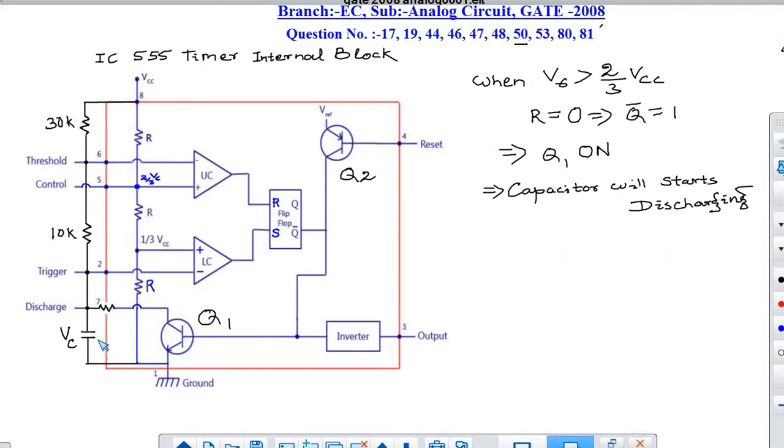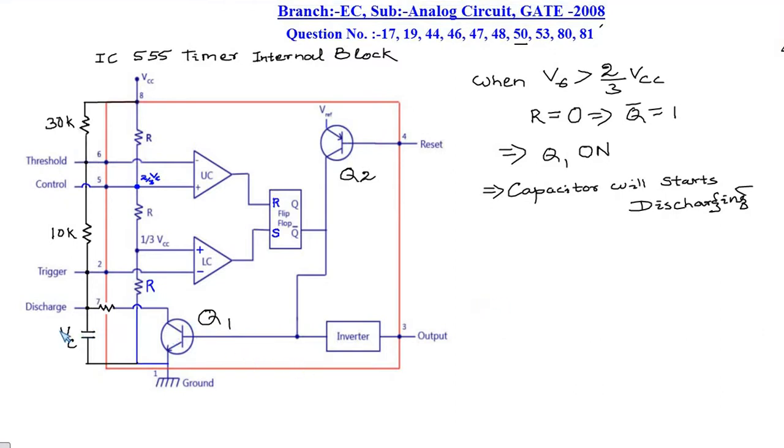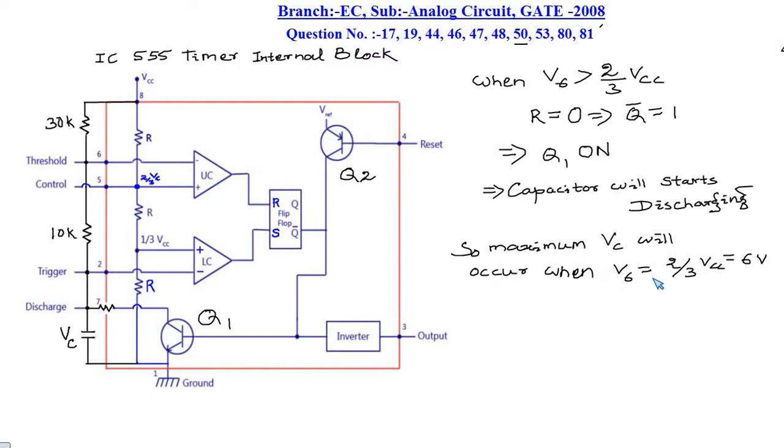Hence the maximum value of VC will occur when the V6 voltage is just exceeding 2 by 3 VCC, because after that the capacitor will discharge. We will try to find out what the VC value is when V6 is 2 by 3 VCC. So the maximum value of VC will occur when V6 is at 2 by 3 VCC, and as VCC is 9 volt, V6 will be at 6 volt. Then we will find out the value of VC.